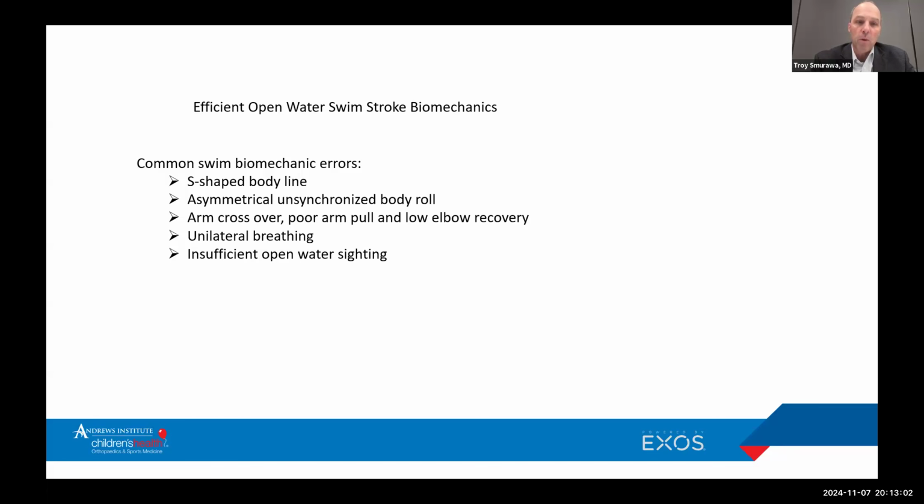And then again, insufficient open water sighting. If you're not sighting appropriately, you may get offline. If you're in more calm water, you don't have to sight as often, but when you're in more turbulent, more wavy water, you may have to sight more frequently so that you're able to see and maintain your proper direction in the open water.